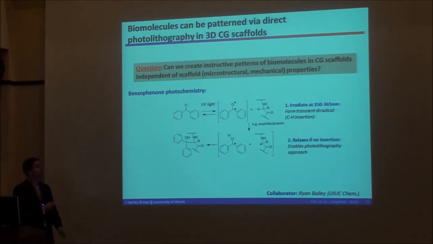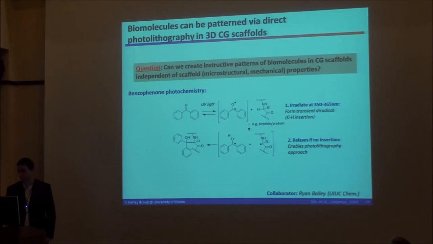And so this is just a summary of the benzophenone chemistry. You can take this benzophenone group, irradiate it with UV light, and form a transient diradical that can then abstract a hydrogen from any surrounding CH bond. This is a very molecularly general approach. All you need is a CH bond. And the nice thing is that this radical is going to relax if there's no insertion, which means that when that radical relaxes back to its ground state, it can be re-excited in the presence of a different biomolecule through a different photomask, and so you can do overlapping patterns of multiple biomolecules on a single substrate.